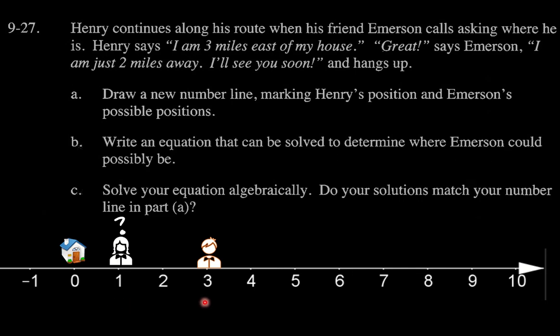Now I go the other way. That's only 1 mile away. That's 2 miles away from Henry, right? So she could also be here. Okay, so I'm going to put another one. There she is, with the possibility she could be there as well.